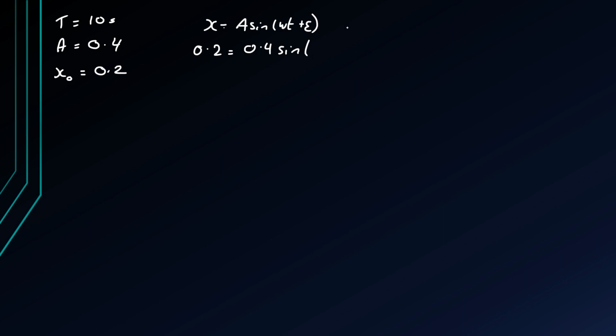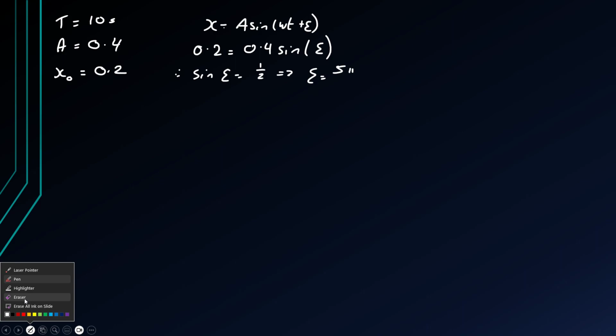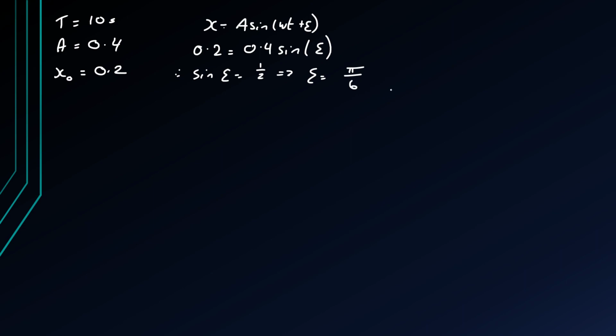Now omega we're just going to discount for a minute because we're multiplying by the initial t, so t is 0, that's just going to be sine epsilon. So that means if we divide by the 0.4, we get sine epsilon is a half, which implies that epsilon is pi over 6. 5 pi over 6 is the other solution, but we tend to just take the first solution available to us. So we just have epsilon as pi over 6.